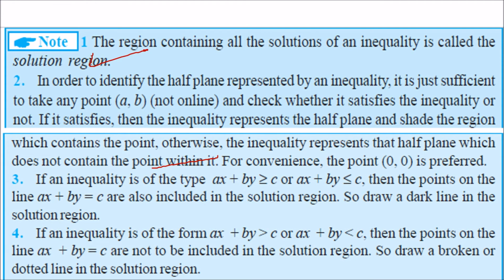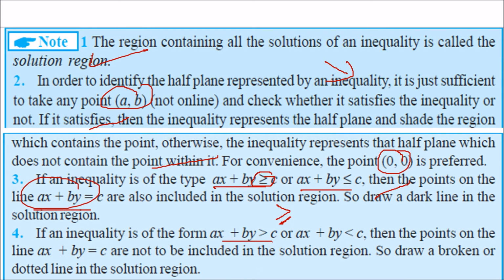We'll take some examples. And if you want to identify the plane which represents the inequality, we just need to check a certain point and see whether it lies in it or not. And the best point is always 0, 0. Always 0, 0 is preferred. You place 0, 0 there. So if the inequality is of type ax plus by greater than or equal to c, or ax plus by less than or equal to c, then the line ax plus by equal to c is included in the region, because the equal sign is there, so this line will also be included.